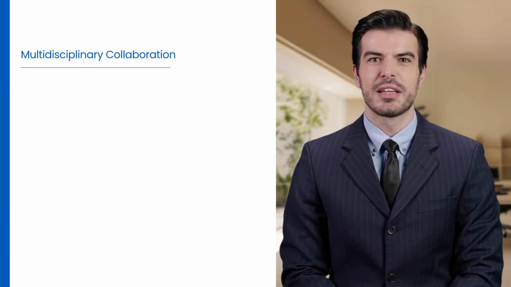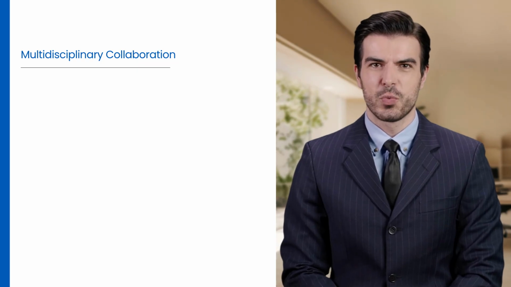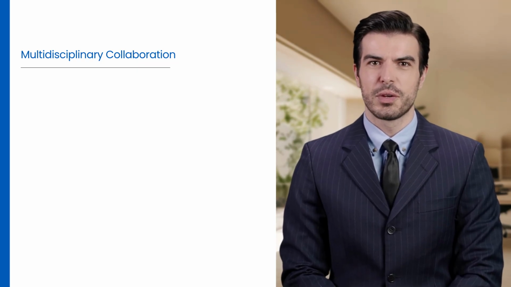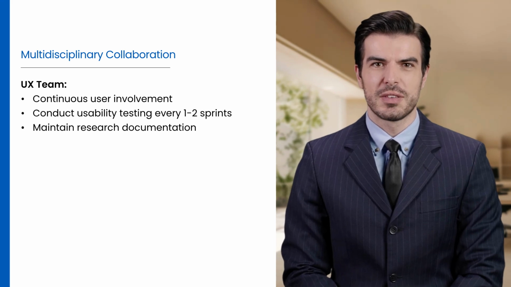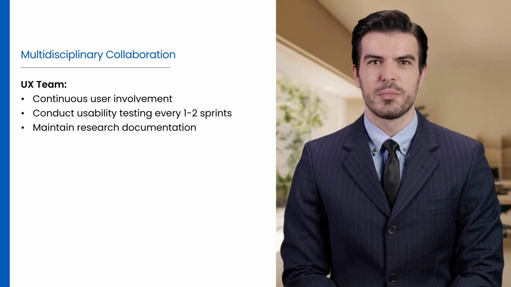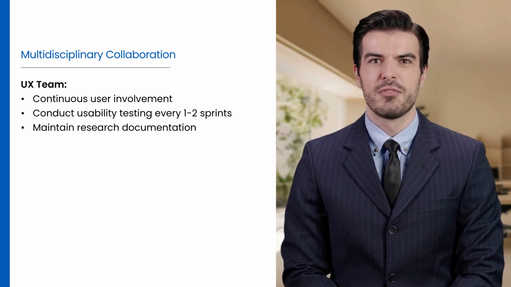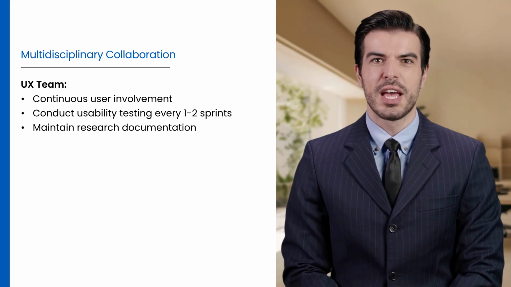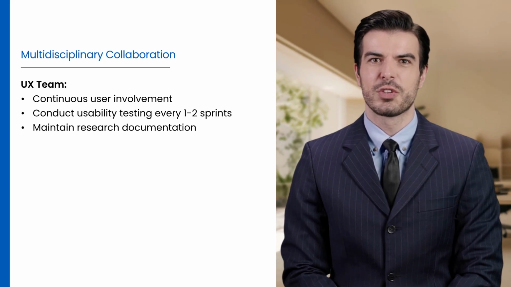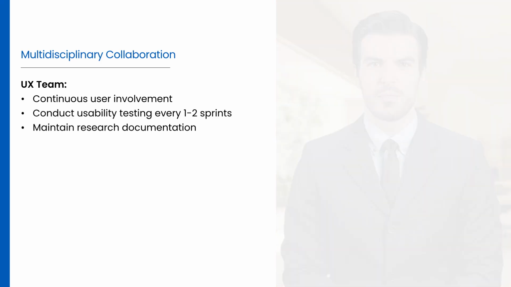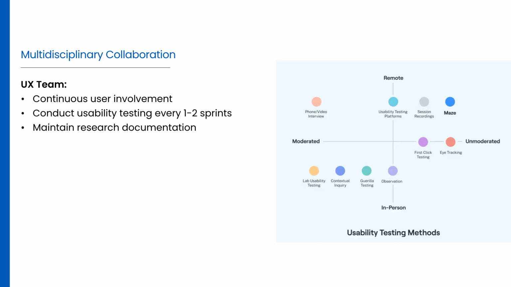In the multidisciplinary collaboration phase, teams must work together with continuous user involvement throughout development. The UX team must ensure continuous user involvement at every stage of the process. They must conduct usability testing every 1 to 2 agile sprints and ensure that all design decisions are based on research evidence, not assumptions. UX teams must also maintain proper documentation, including research reports, usability findings, and test logs.